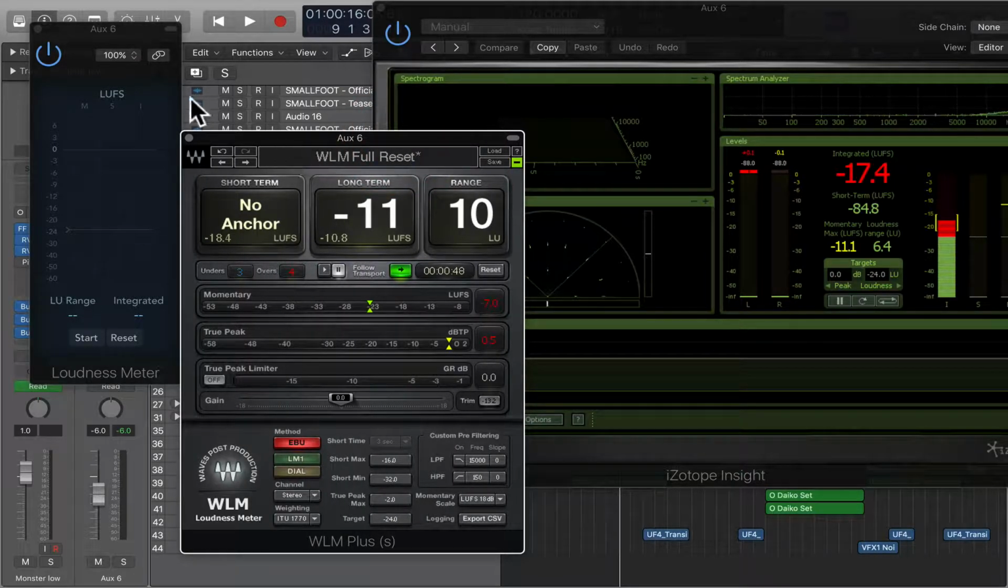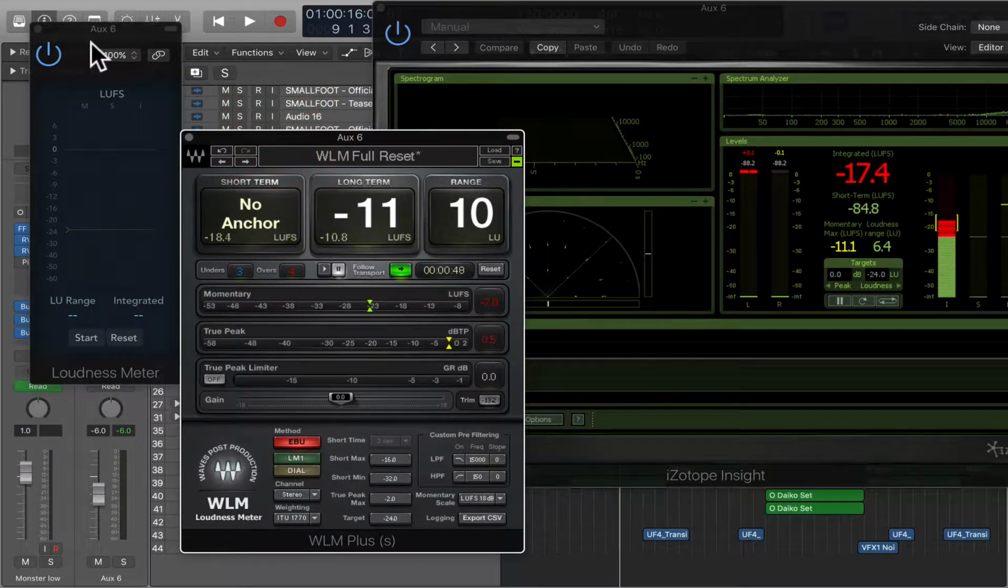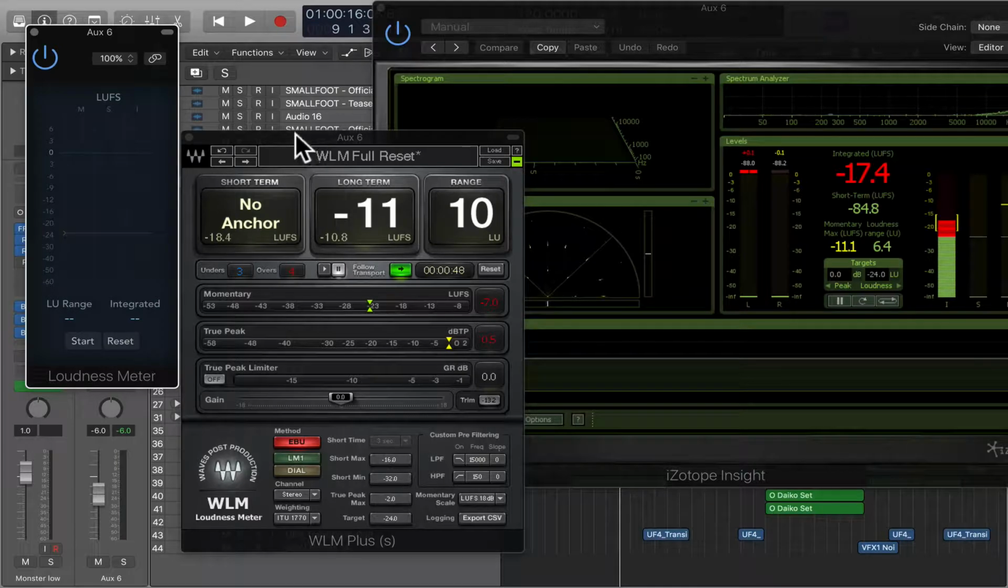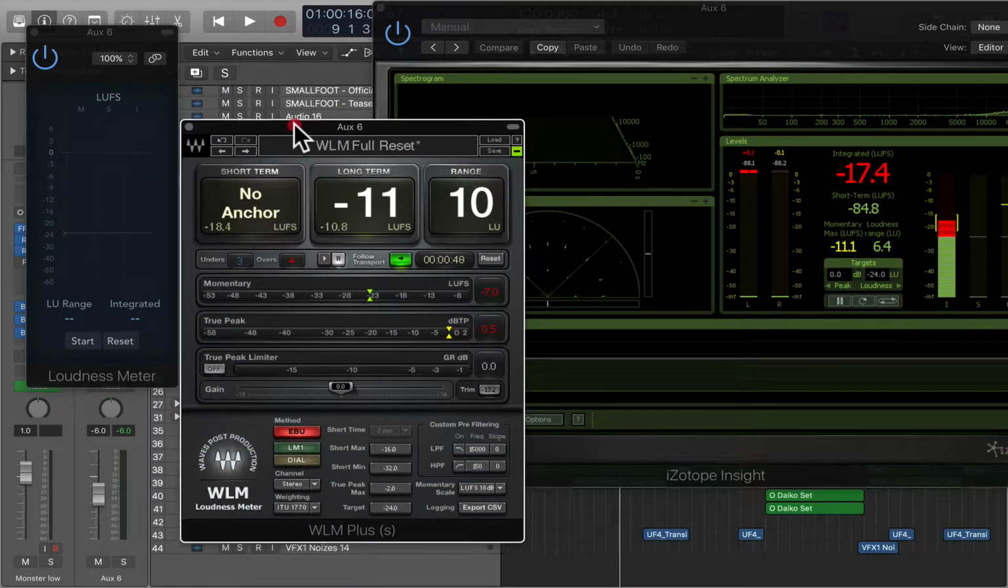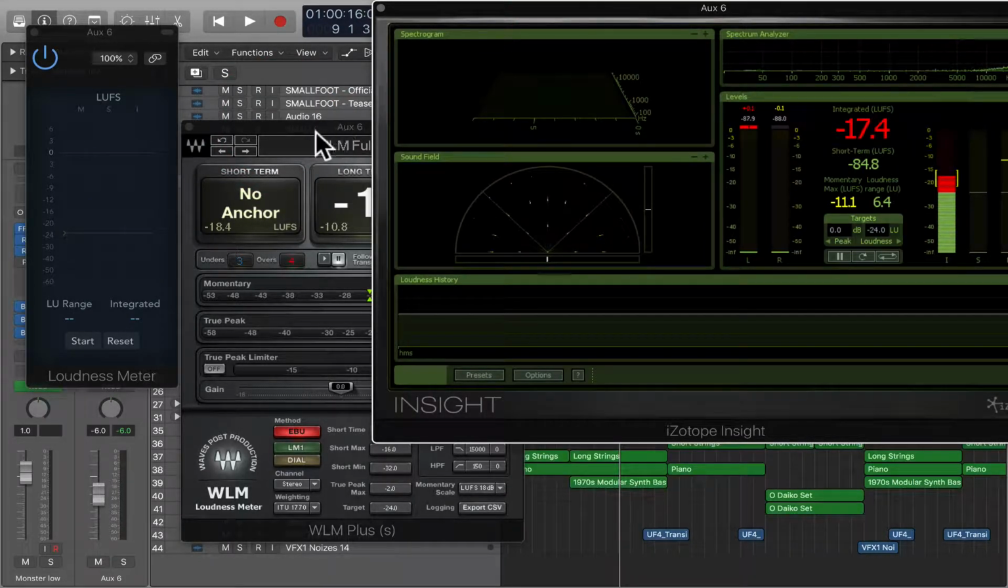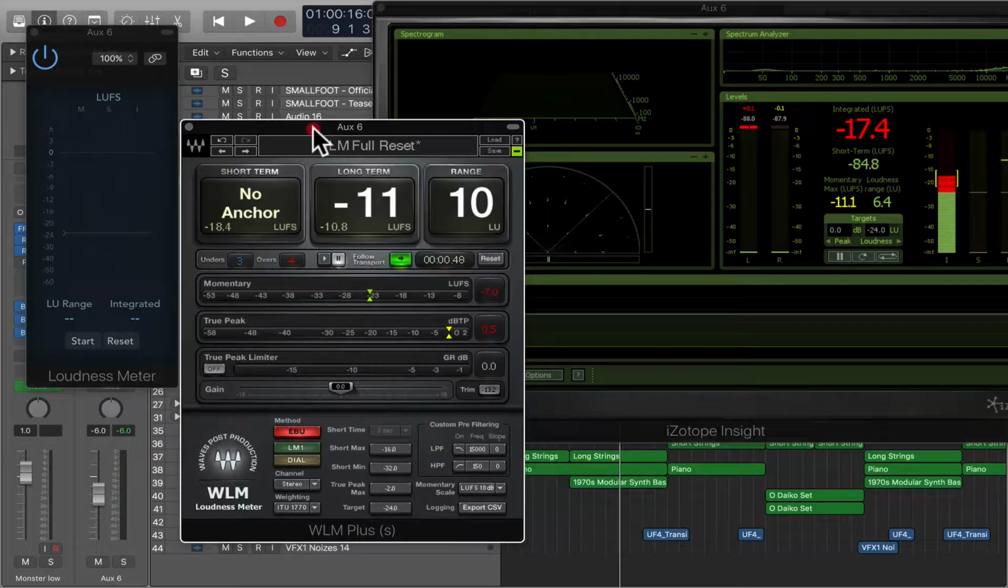So LUFS is a new way of measuring loudness, and there's tons of different meters that do the same thing. Logic has this built-in LUFS meter, and Waves has a WLM LUFS or LKFS meter. Izotope makes one. I believe Nugen makes one. Dolby has one. And it's kind of good to know all of them and learn them. And they're all a little bit different. There's also some hardware units that I've mixed with.